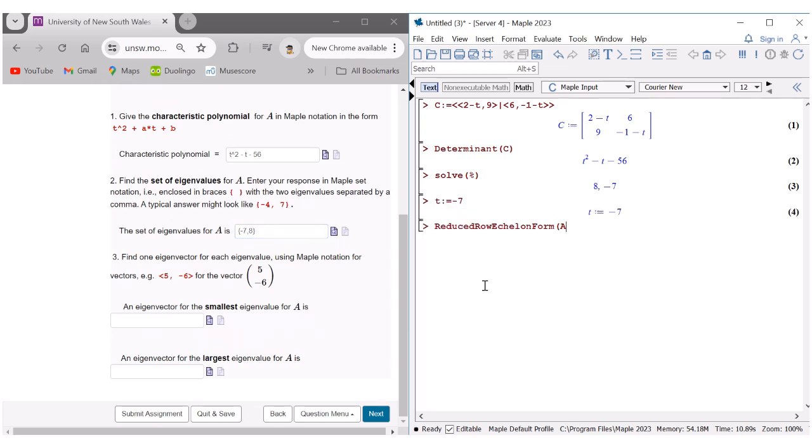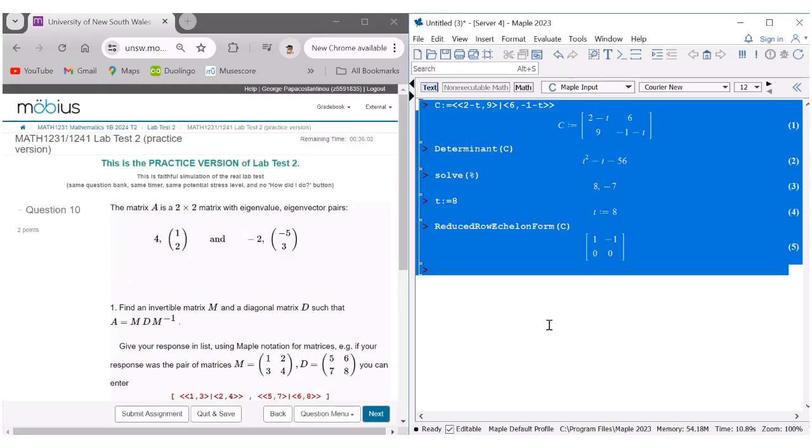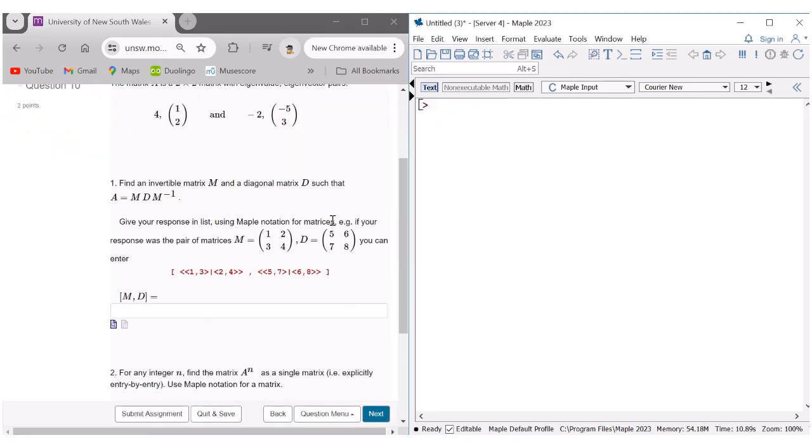reduced echelon form. You can just do this now. Just do that, and that's just 1 1. You change the negative to a positive on the second column, so now we can do this, and diagonal is 4, 0, and then 0, negative 2. Okay, just copy these guys in.